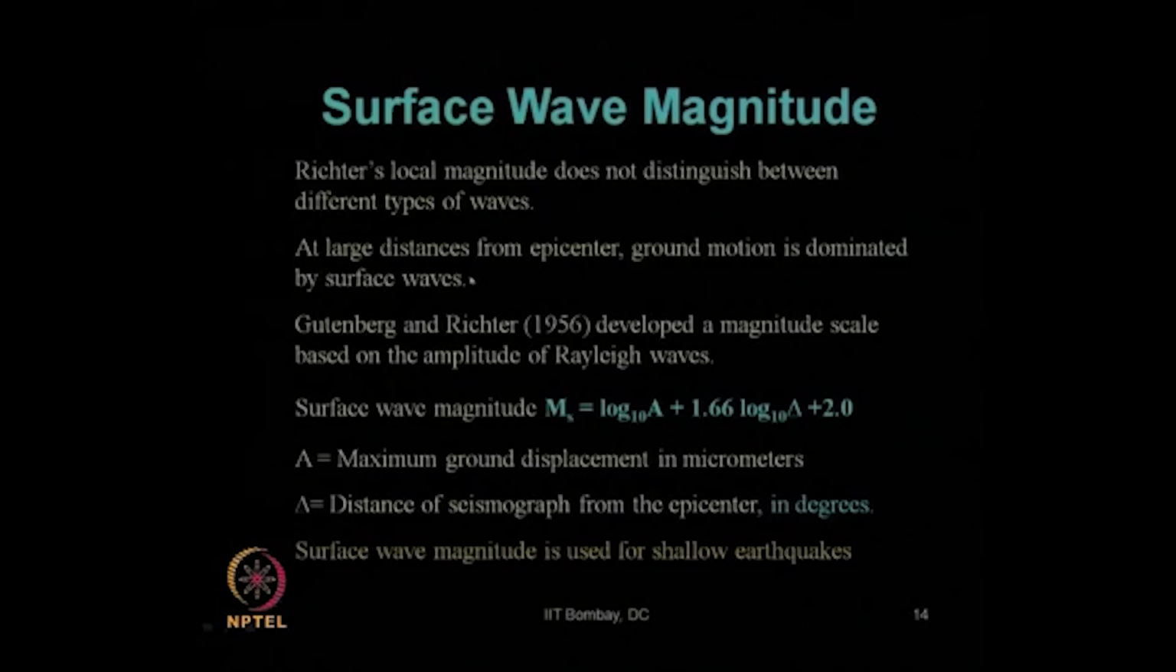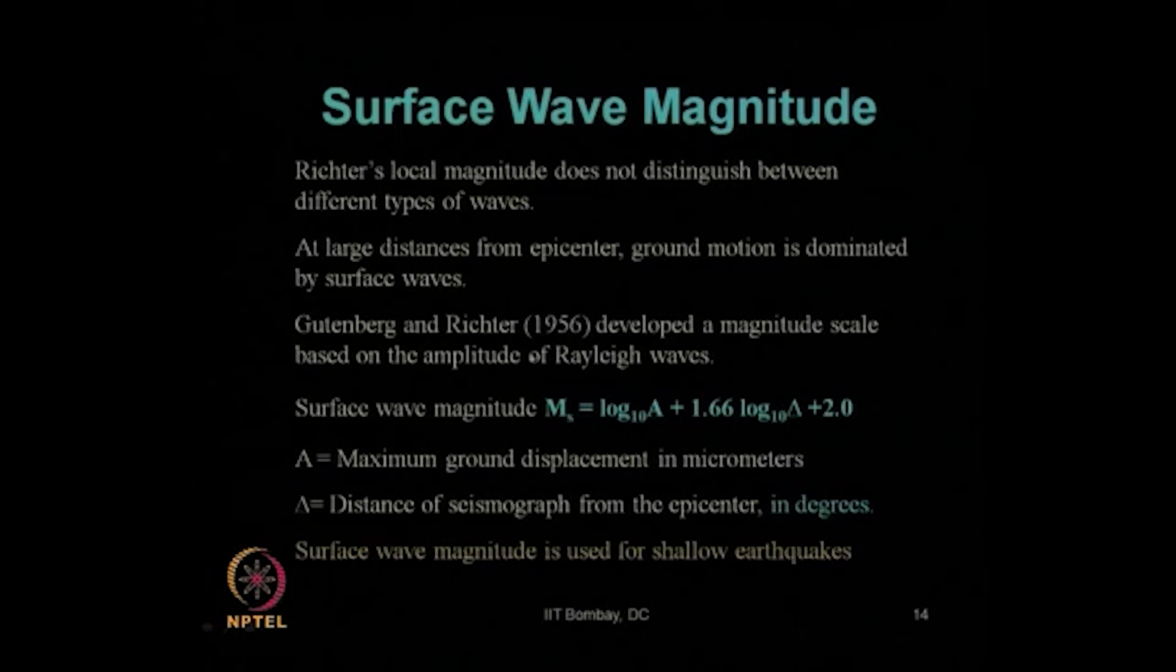So, at large distance from the epicenter, ground motion is dominated by surface waves, because waves have to travel quite a far distance. If the site of your interest, or where your seismograph is located, is far away from the epicenter, obviously the surface wave is going to dominate. That is why Gutenberg and Richter in 1956 developed a magnitude scale based on the amplitude of this Rayleigh type surface wave.